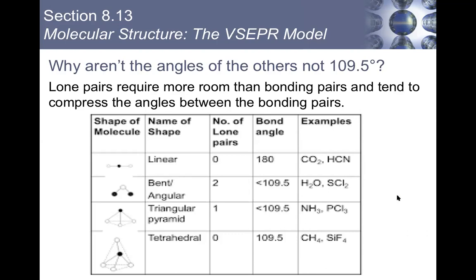What was it? Trigonal planar. Trigonal planar, and so its bond angle would be what? 120. Yeah, 120. Okay. So if there were no lone pairs, it just spreads out 120.